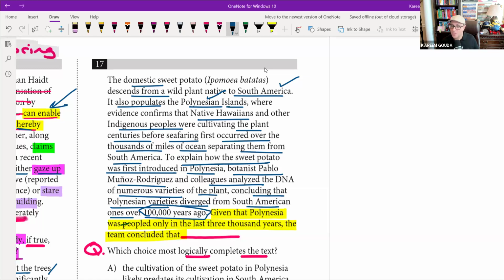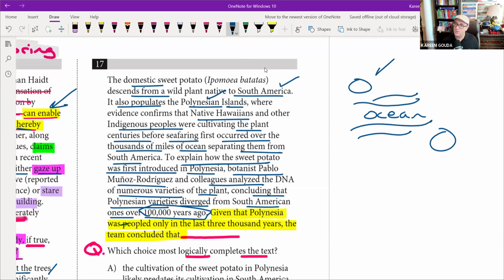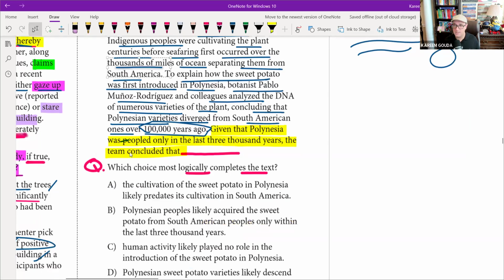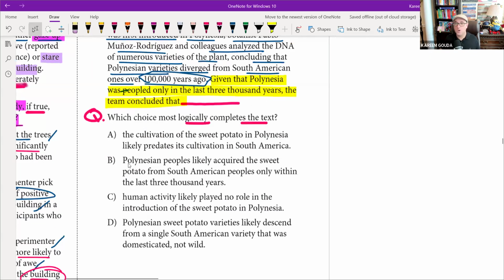All right, so Polynesia is right here, South America is right here, and in between we have ocean. So how can we have sweet potatoes here and sweet potatoes there, even though these are very far away, and we have proof that these sweet potatoes were in Polynesia many years before there were even ships traveling between these two parts? Given that Polynesia, so here's my citation right here, the sentence in yellow: Given that Polynesia was only peopled in the last 3,000 years, the team concluded that.